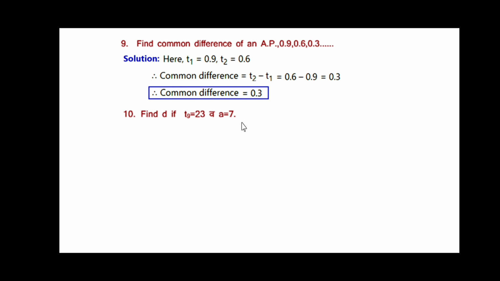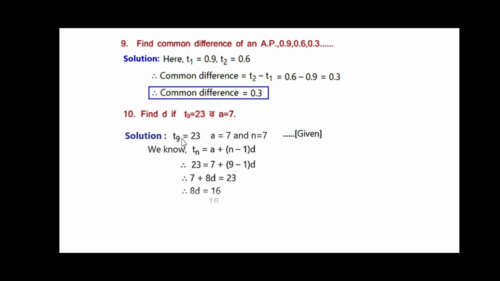Friends, we will see the next, that is the 10th problem. Find D, that is the difference, if T9 is equal to 23 and A is equal to 7. So from the given data we get n is equal to 9, T9 is 23, and A is 7. So D can be calculated. For that, friends, we must write the given things: T9 is equal to 23, A is 7 and n is equal to 9.